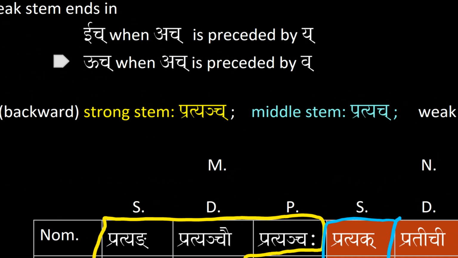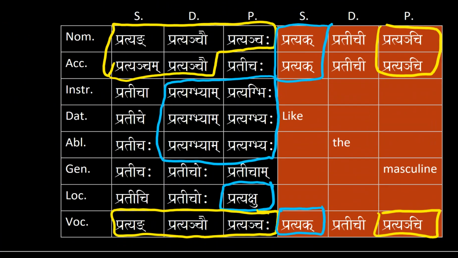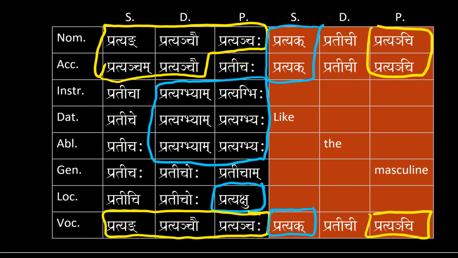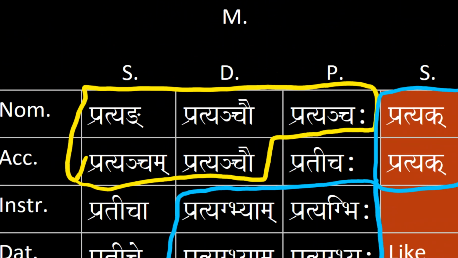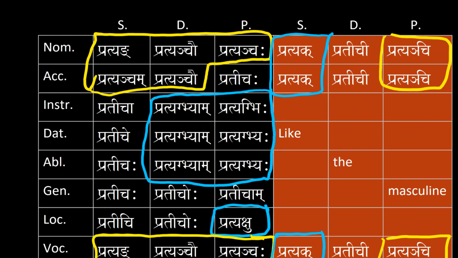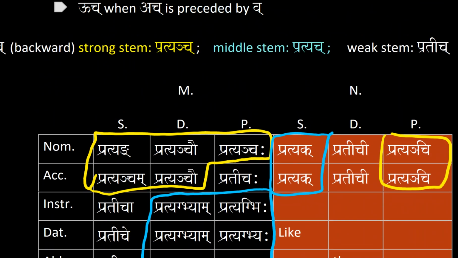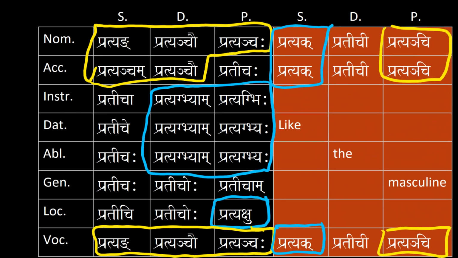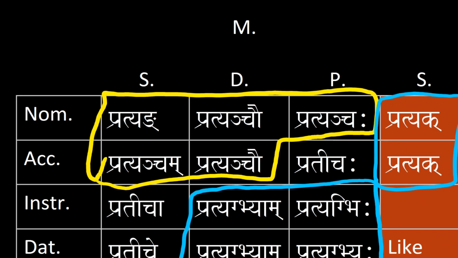And now for the declension of this in the masculine and neuter, again, I have everything color-coded by its stem so that you can know which stem you need to use or to recognize it faster. Before I begin, remember that those surrounded in yellow are the strong stem, those surrounded in blue are the middle stem, and those that aren't surrounded by anything are using the weak stem.